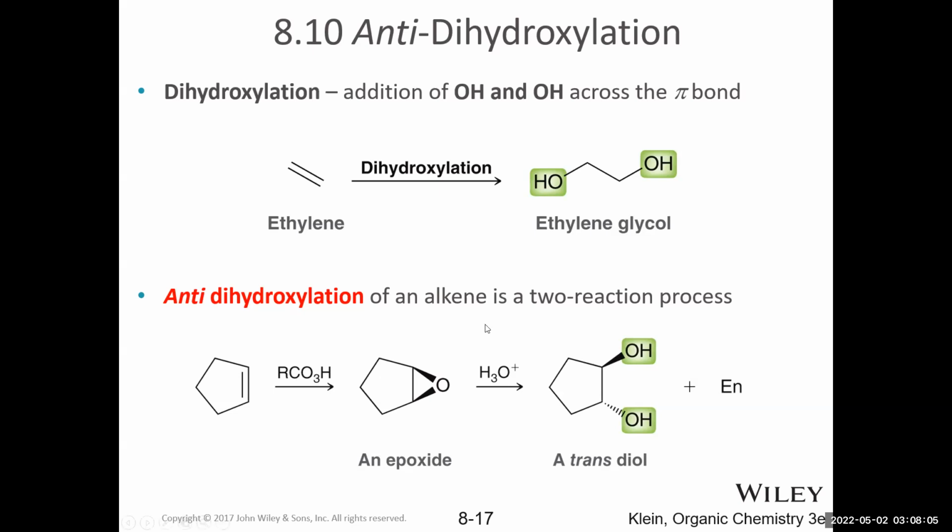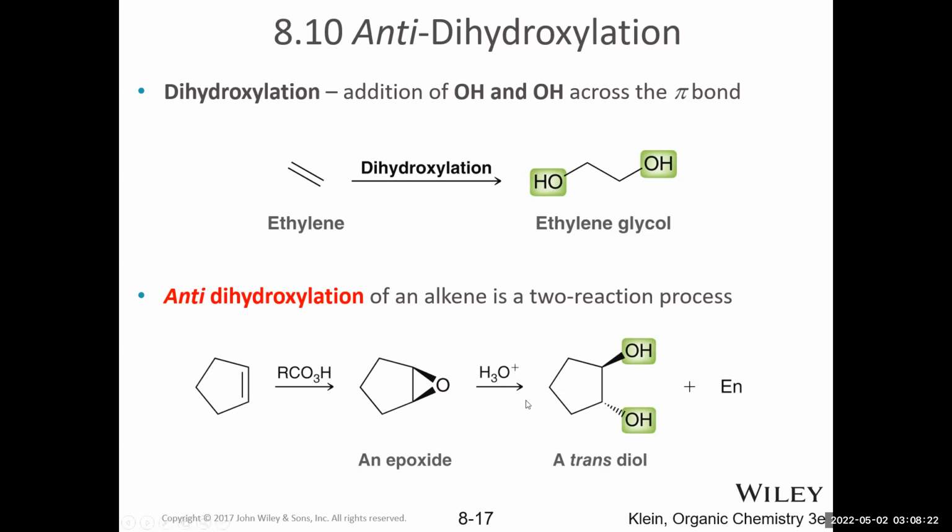Okay, so anti-dihydroxylation of an alkene is a two-reaction process. We start by treating an alkene with what's called a peroxy acid. That will form an epoxide. This is reactive, but it's isolatable. You can isolate an epoxide. It's stable enough. You can take an NMR of it, for example.